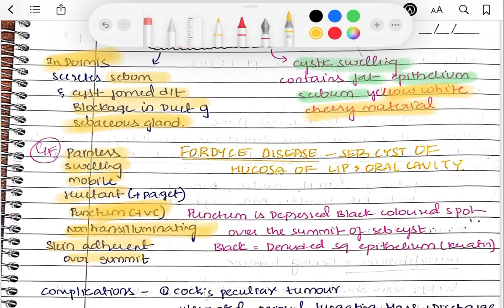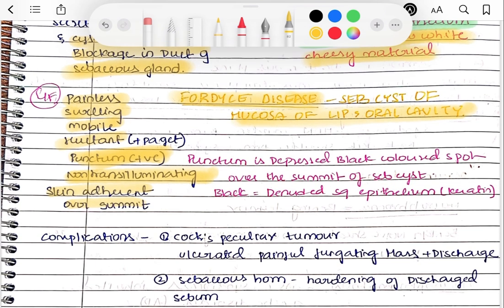So if the sebaceous cyst is involving the mucosa of the lips or the oral cavity, it is known as Fordyce disease. And the punctum, what do you mean by punctum? Punctum is basically depressed black colored spot which is seen over the summit of the sebaceous cyst. I have shown you in the picture. So the black color is because of the denuded squamous epithelium, right?